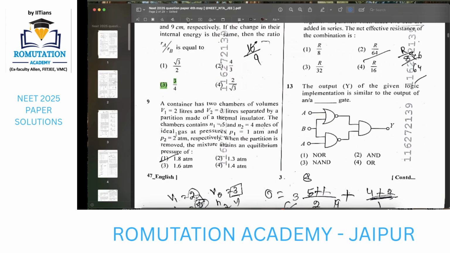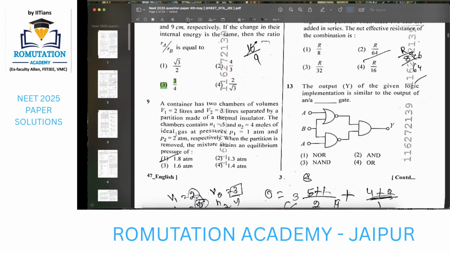So yeah, the question says here that a container has two chambers of volumes V1 being 2 liters and V2 being 3 liters, separated by a partition of thermal insulator. The number of moles are also given as in the first one being 5 and the second one being 4 moles of ideal gases, right, at a pressure of 1 atm and 2 atm. When the partition is removed, the mixture attains an equilibrium pressure of.